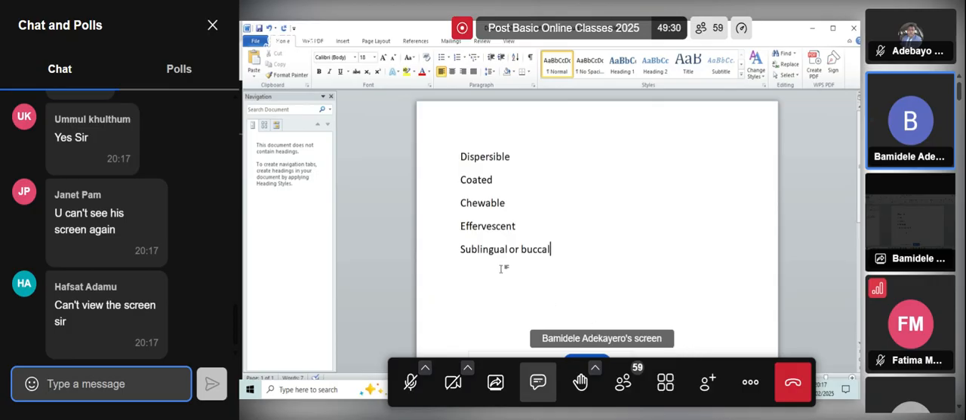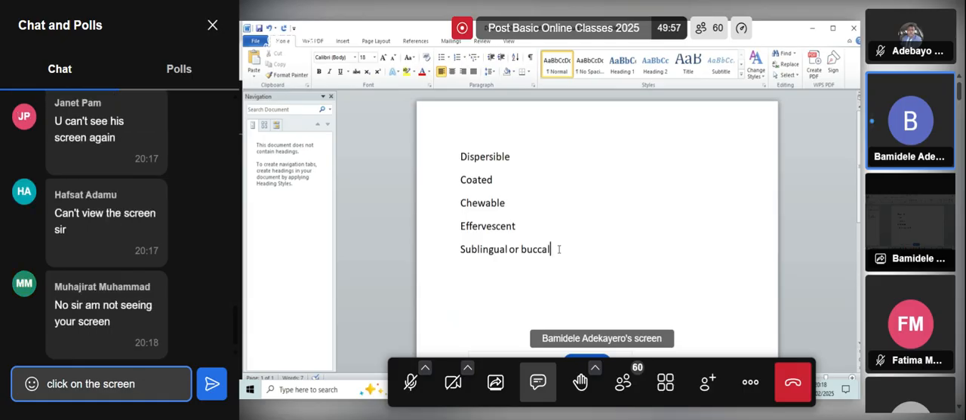That's why that's sublingual. Then buccal means just in the cheeks. You leave the tablet in the cheeks and let it dissolve gradually. Those are other forms of tablet preparations. These are very important to know because the council may ask questions, like what is the name of the route for GTN spray? It is sublingual.